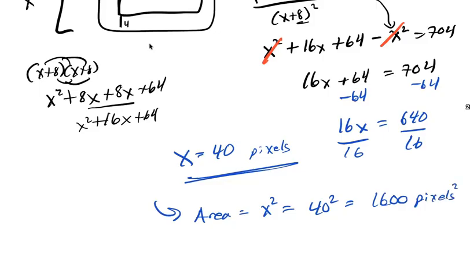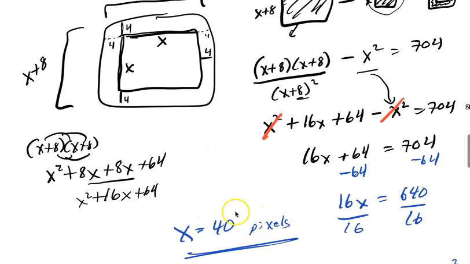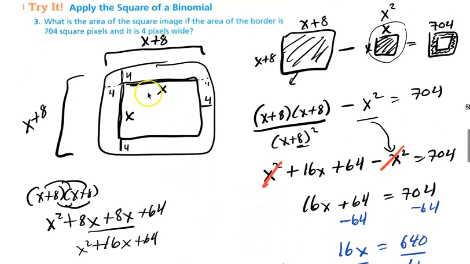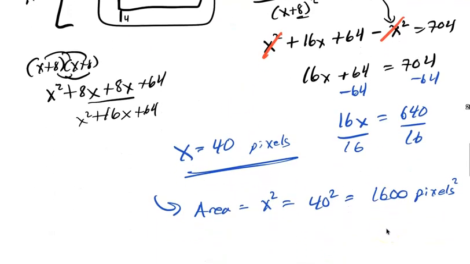It's always helpful to actually read the question, as I just demonstrated. Right, so the answer wasn't just what's x, it was what's the area of the inside. So we know the area is x times x. Once we figure out what x is, we just multiply it together. Okay, let's finish off real quick.